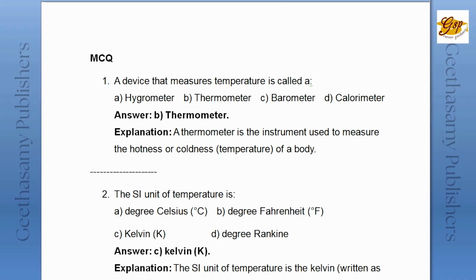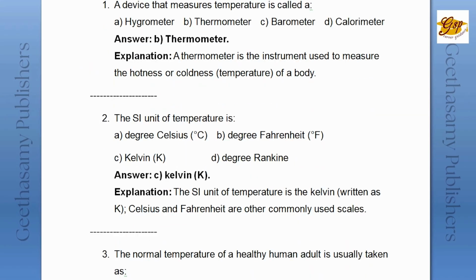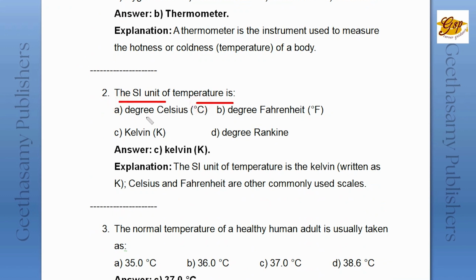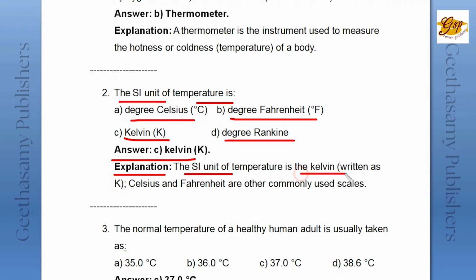Now we'll go to the multiple choice questions. First question: a device that measures temperature is called a hygrometer, thermometer, barometer, or calorimeter. Answer: thermometer. Explanation: the thermometer is an instrument used to measure the hotness or coldness, the temperature, of a body. Second question: the SI unit of temperature is degree Celsius, degree Fahrenheit, Kelvin, or Rankine. Answer: Kelvin. Explanation: the SI unit of temperature is the Kelvin, written as K, and Celsius and Fahrenheit are other commonly used scales.